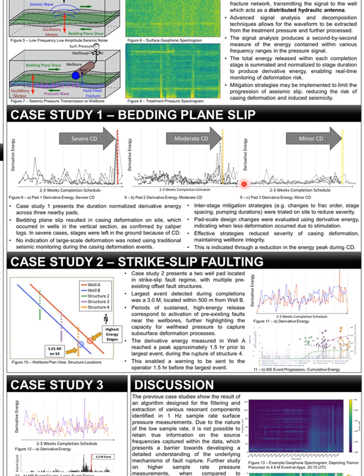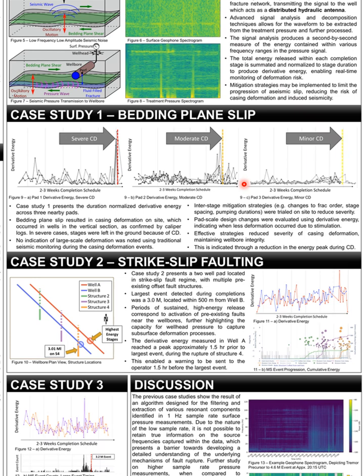mitigation strategies were ultimately more effective than in the previous pad. In this case, there was moderate casing deformation detected using caliper logs. However, completions were able to finish with slightly reduced stage volumes.